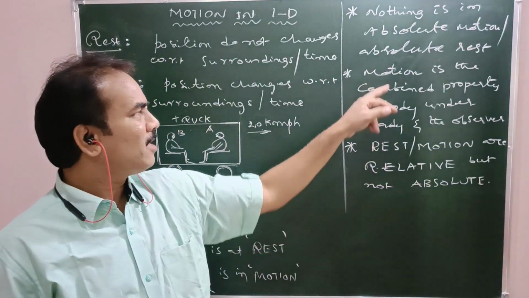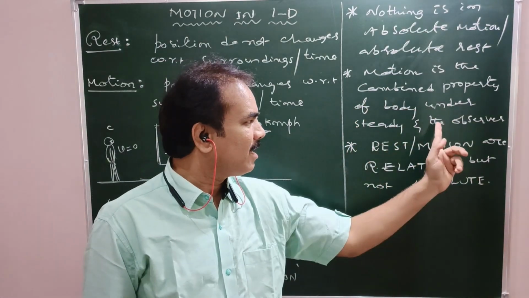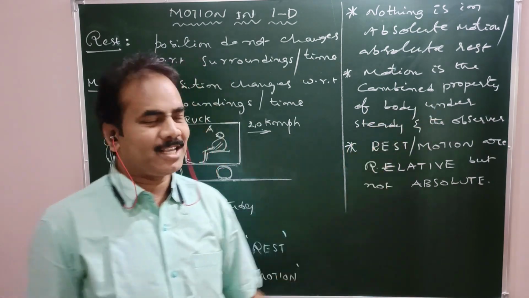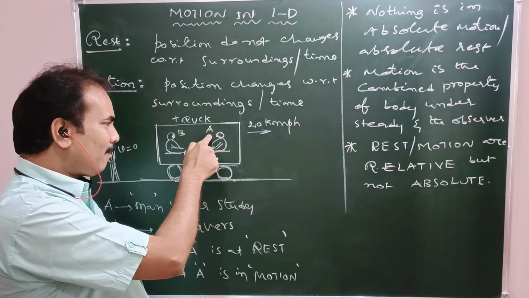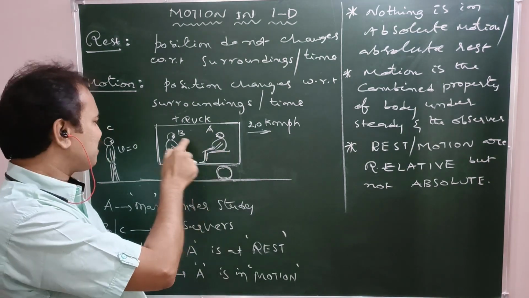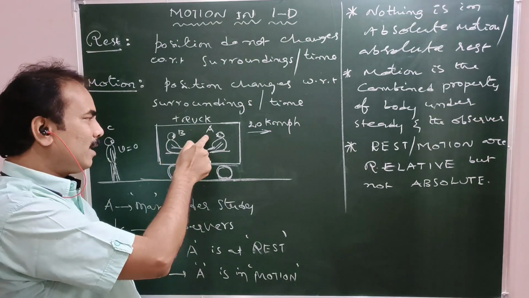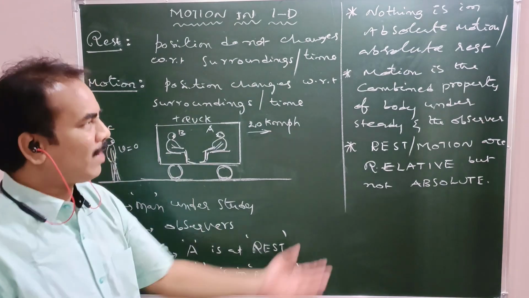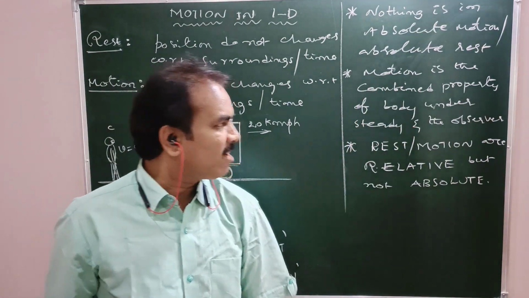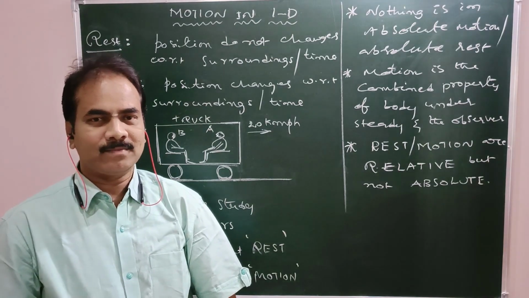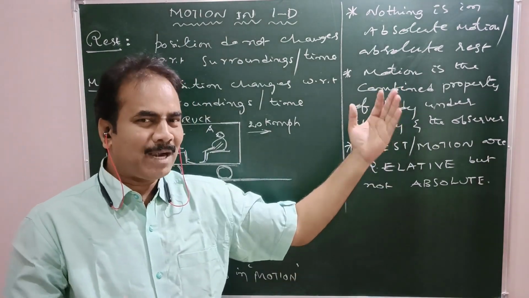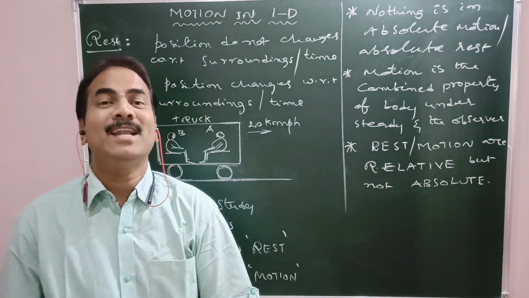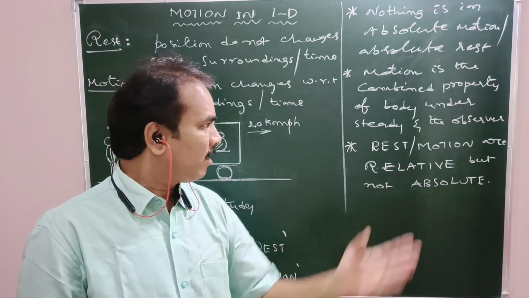Coming to another point, motion is the combined property of the body under study and the observer. A is the person or body under study, with respect to B and C. With respect to B, A is at rest, but with respect to C, A is in motion. That is the reason why motion is the combined property of the body under study and the observer. The property of motion does not belong to a unique body. It depends upon both the observer as well as the body under study. That is the important thing to note.